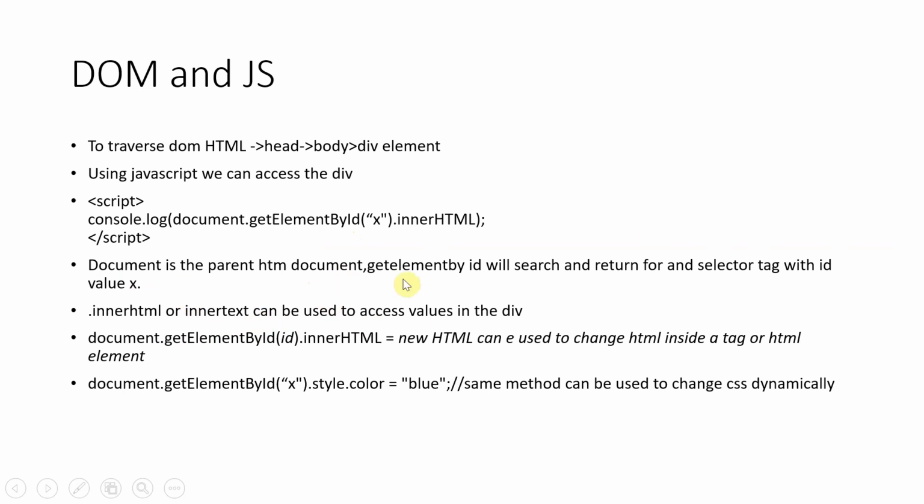A document is a parent to HTML. getElementById we already seen in the previous example. We search for and return the selector tag. An inner text or value or inner HTML can be used to access the value. Inner HTML will give you the HTML that is there inside the tag. Style.color will give you the current one, and you can also change the current color. Okay, so let's try both of this.